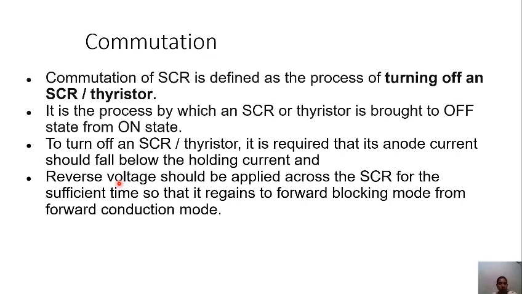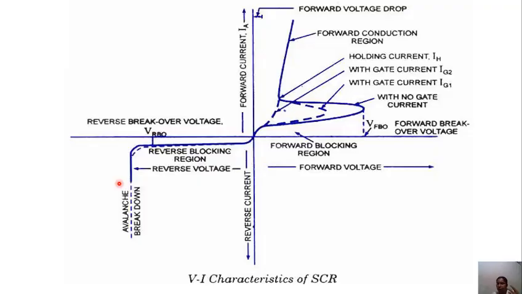Depending on the way in which this commutation is achieved, you can classify it into natural and forced. This is the VI characteristics we have already discussed. We have three different modes: forward blocking region, forward conduction region, as well as the reverse blocking region. So commutation technique is nothing but bringing from this conduction mode to blocking mode. That is what we are doing in the commutation.